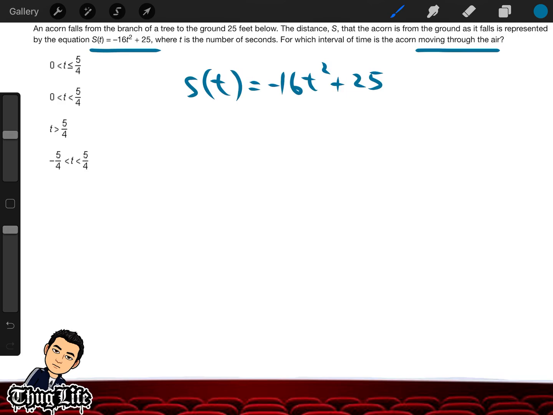So we know that this is the distance traveled. This S of t has to be greater than 0. Moving through the air, so it has to be greater than 0, in order to travel in the air. So now we're just going to be focusing on this. That inequality is the one that we try to focus on. We're going to try to find out what the t is. That's what's being asked, right? So which interval of t?